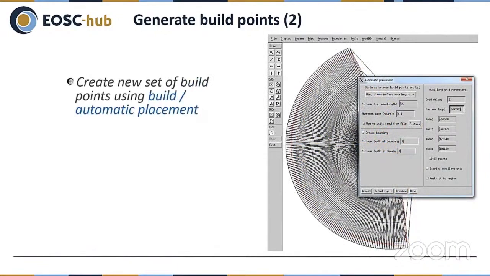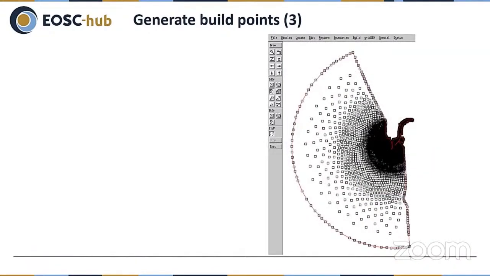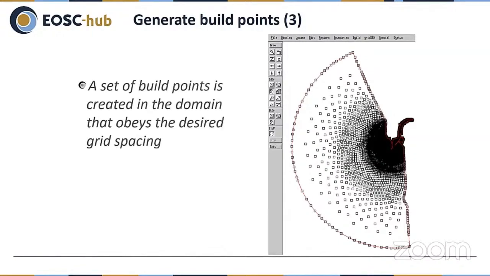At this point, you can start generating your points automatically by going to Build, Automatic Placement. You'll get the pop-up that you see here on the screen, where you have to define the minimum dimensionless wavelength and the shortest wave. It's here that you must be consistent and use the same values of alpha and t that you used previously. So 25 for the minimum dimensionless wavelength and 4.1 hours, or 14,000 seconds, for the wave period. When you hit accept, GREdit is going to generate the build points for you automatically. This may take a while depending on how big your grid is. So here we have a set of build points created automatically that obey the desired grid spacing.